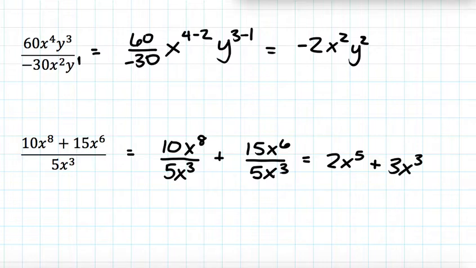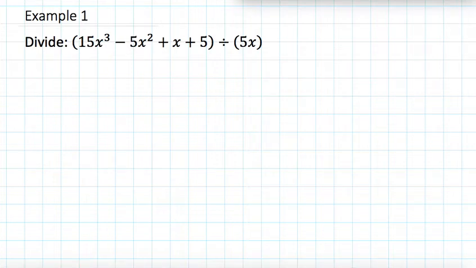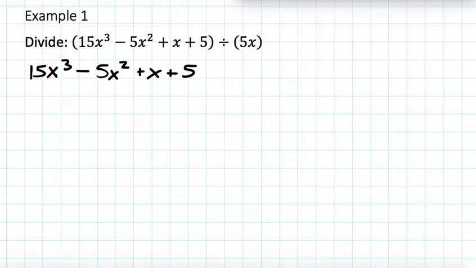So next we're going to look at example 1. It says to divide 15x to the third minus 5x squared plus x plus 5 divided by 5x. So what I'm going to do first here is write this out so that instead of having the division symbol, I have the fraction bar for division. So it's going to be the same, whatever I have here for the top, the first number in the problem, and then divided by 5x. So 5x goes in the denominator.